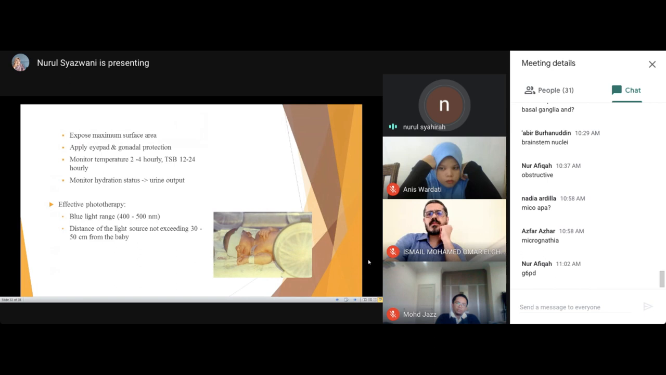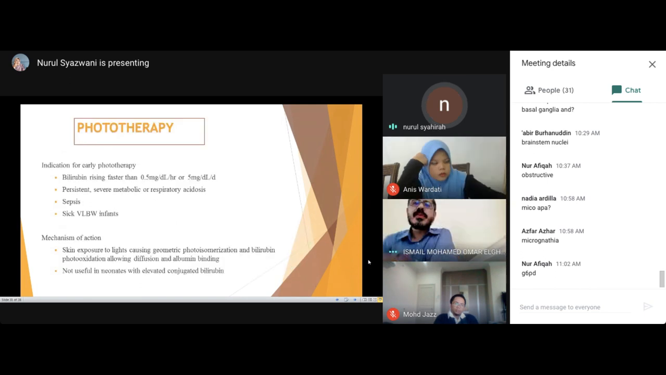Shahira, I will stop you. Go back to the previous slide. You said not useful in neonates with elevated conjugated bilirubin. So there will be one complication if we use phototherapy for conjugated bilirubin. Anyone knows the complication? What complication happened to the baby?